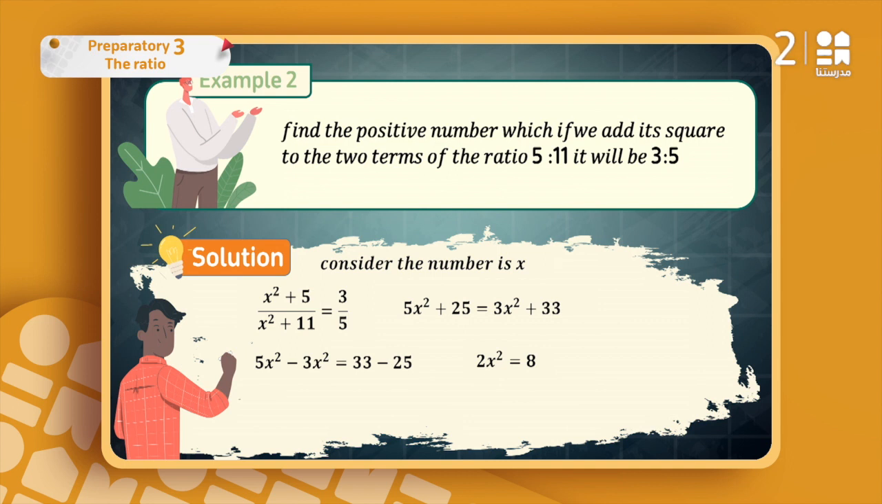ال 2 هنا multiplied by ال x squared. يعني to undo multiplication we will divide both sides by 2. هنعمل divide by 2 left and right. يبقى معايا ال left side x squared equals 8 over 2 which is 4. يعني معانا x squared equals 4.